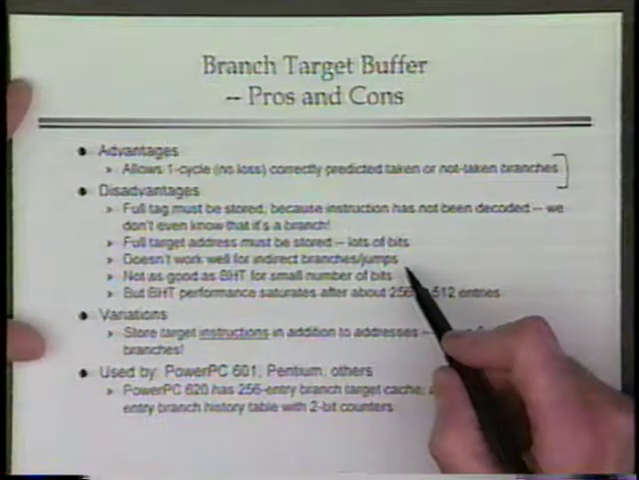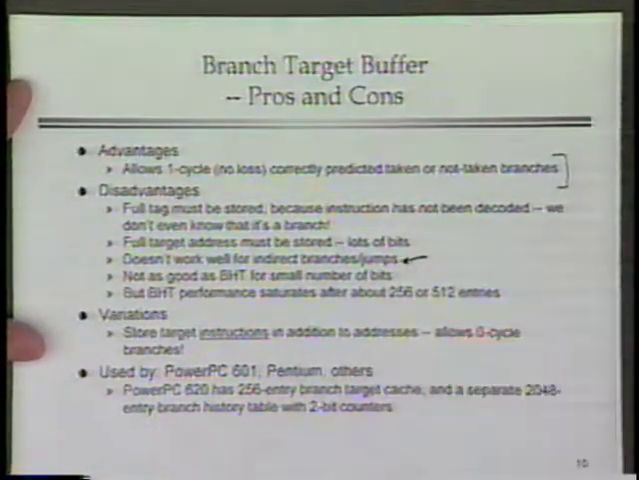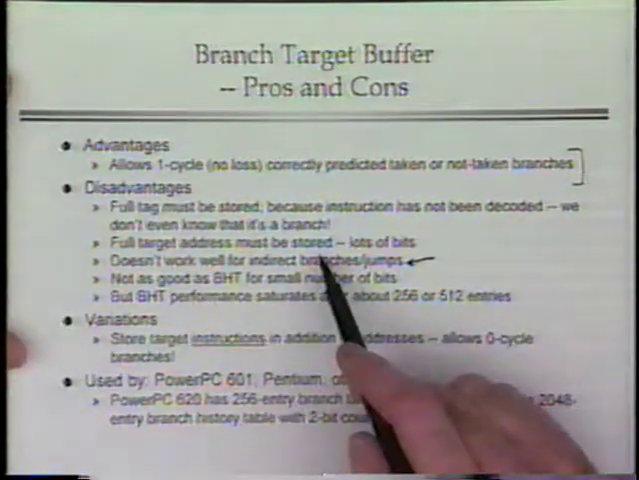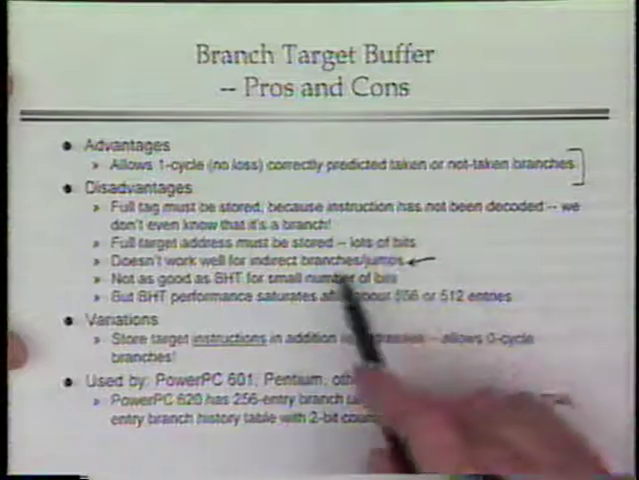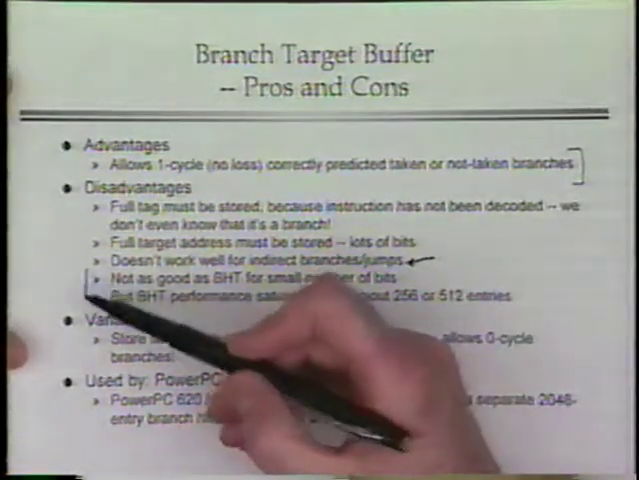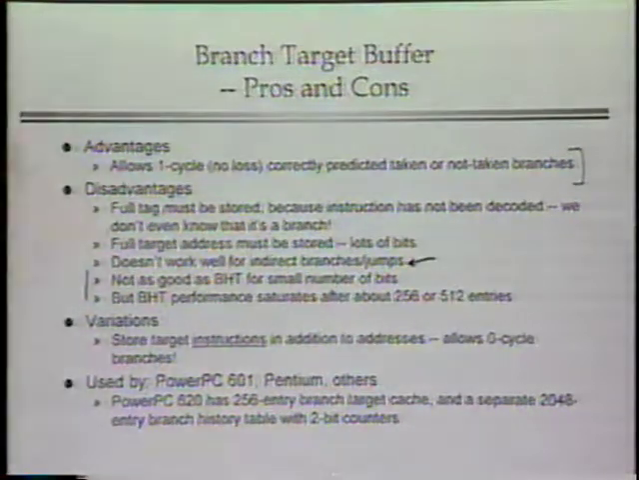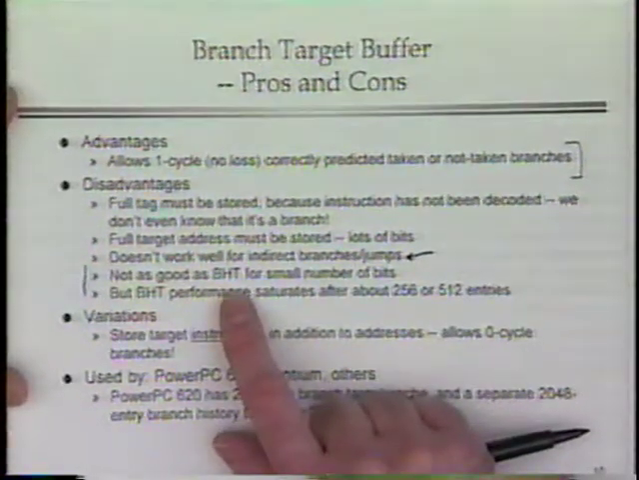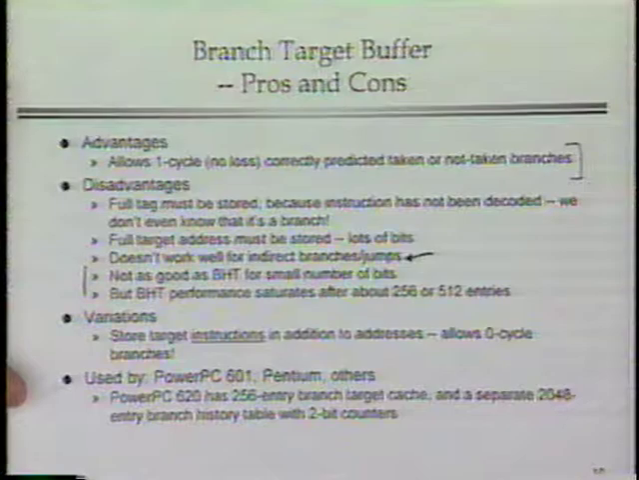But it doesn't work well for indirect branches or jumps, things that go through registers. You've got to store the full target address in the tag of the cache to know that it's a branch, so that makes it big. It's lots of bits. Some people have done some studies to look at if you have a constant number of bits to devote to this kind of logic, what's the best thing to do? And it might be, in fact, that the best thing to do is to build a bigger branch history table and not necessarily a branch target buffer. But those kinds of studies vary a lot depending on what programs you're measuring and what your other assumptions are.